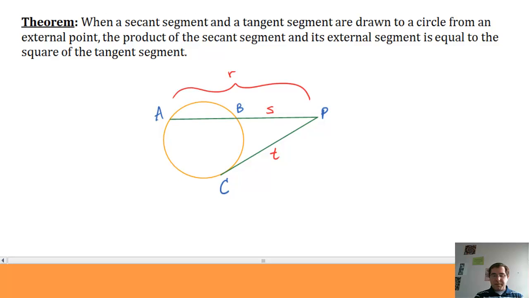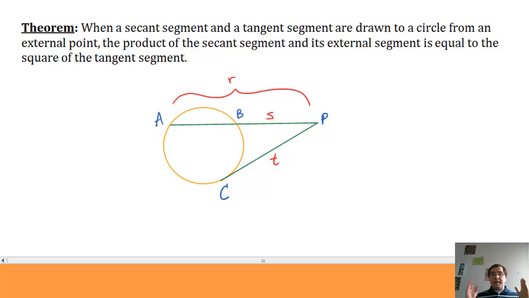Then our last situation. This time we have a secant and then a tangent. When a secant segment and a tangent segment are drawn to a circle from an external point, the product of the secant segment, R, and its external segment, S, is equal to the square of the tangent segment. It seems weird that we're all of a sudden introducing squares. It's actually not weird at all. This says R times S equals T times T, T squared.